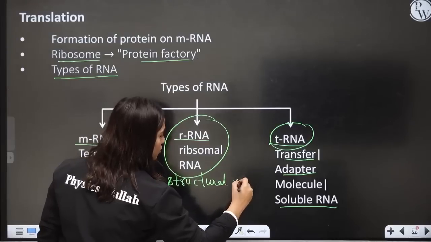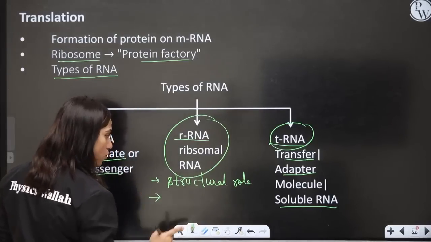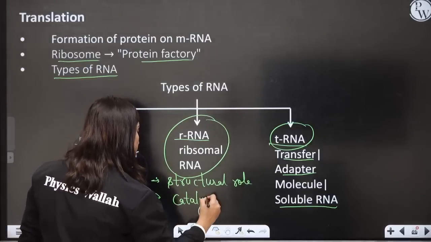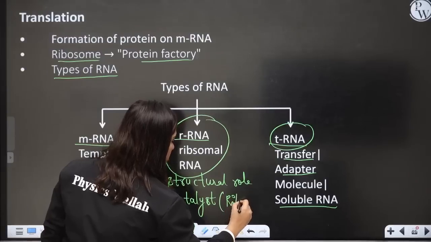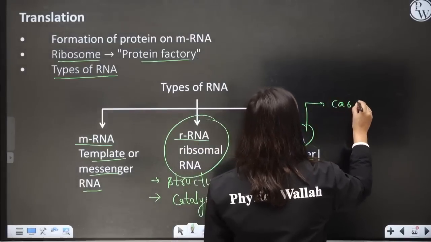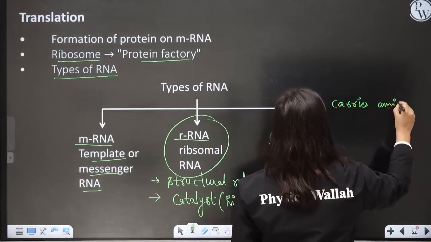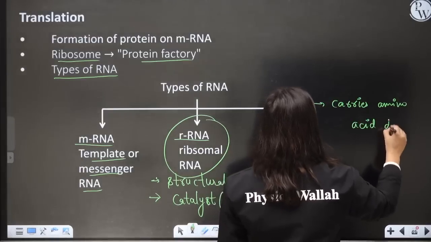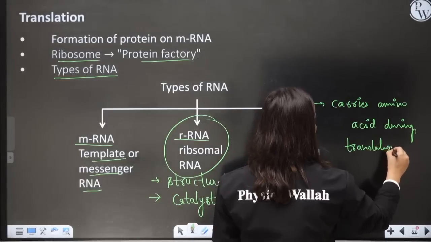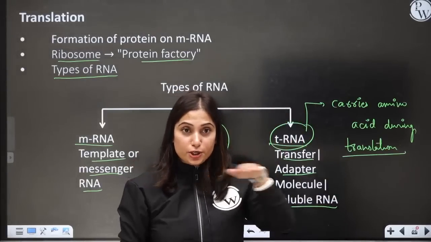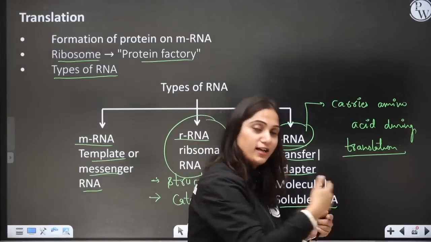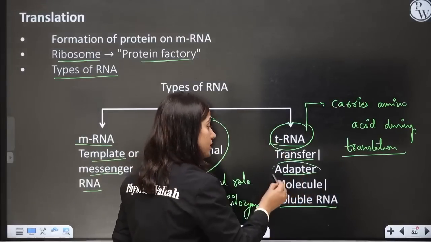And what is the structural role of rRNA? To form ribosome. And second, rRNA can also act as a catalyst or the ribozyme. We will just discuss it now. tRNA carries amino acid during the process of translation. Francis Crick told that there has to be some molecule which understands the language written on DNA on one hand and carries the amino acid on the other hand, and that is the tRNA, which is also called the adapter molecule.